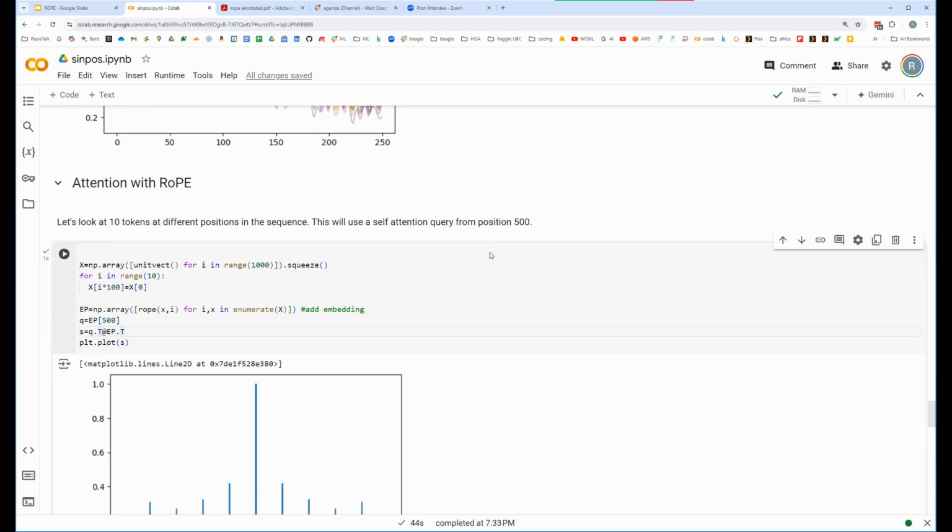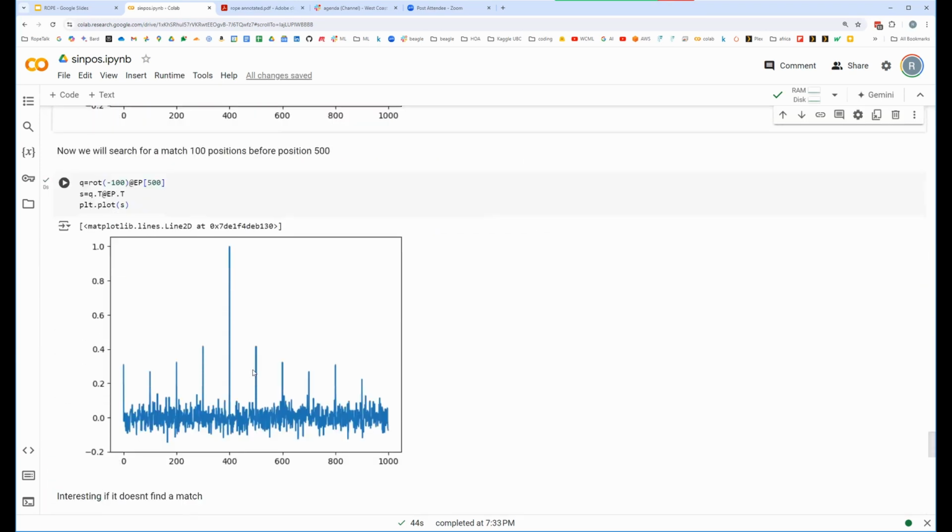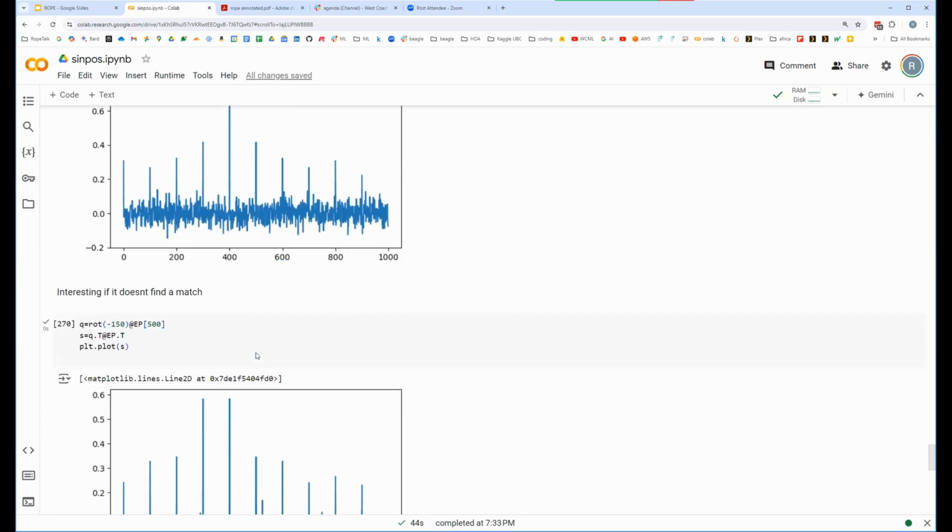Exactly. Yep. Okay. So here I just did, this is showing the relative positioning. This is a query that would have matched here, but then I added a rotation into it of -100. So it picks up the token that was 100 earlier instead of the self-attention token, as we did expect. Again, nothing unexpected, but just visualizing that.